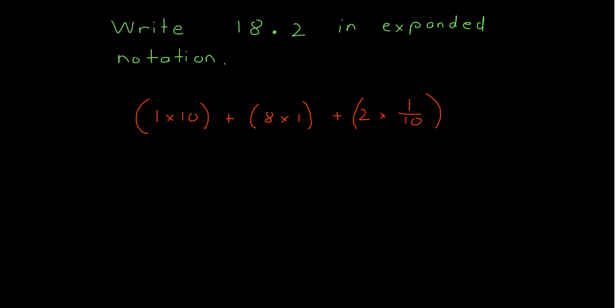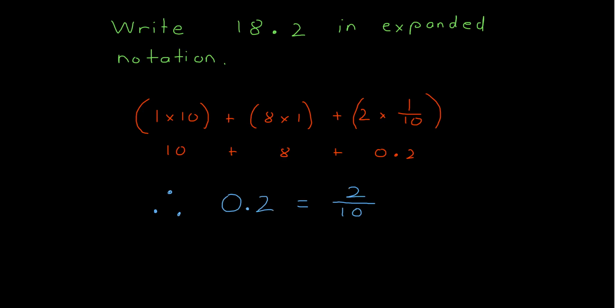Okay, so I hope you got 1 times 10 plus 8 times 1 plus 2 times 1/10. And have a look at these terms here, the 10, the 1, and the 1/10. Notice that each time we're dividing by 10. 10 divided by 10 is 1, divided by 10 is 1/10. If I had a bigger number, there'd be a hundreds column up here, which is of course 10 times bigger than the 10.